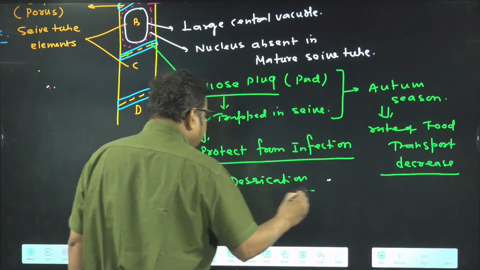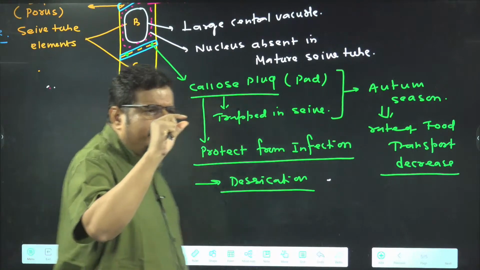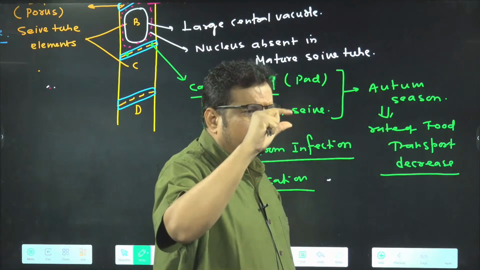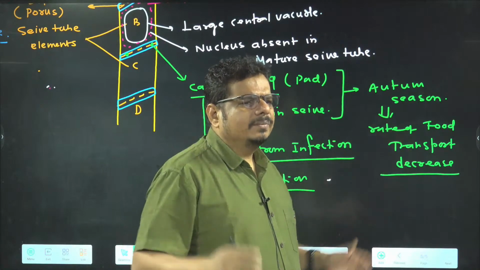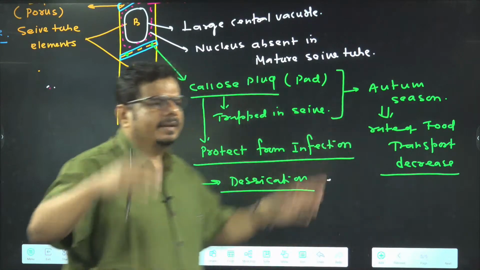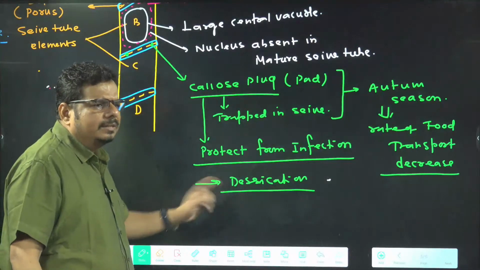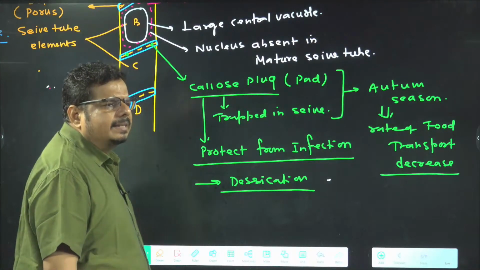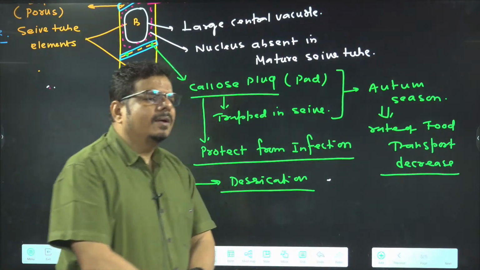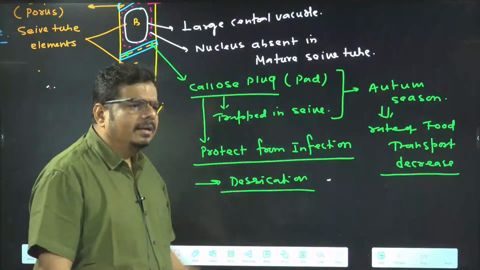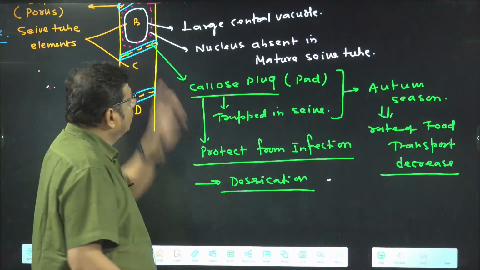It prevents drying, prevents the sieve from getting dry. When transport is not there and more open surface is there, the chances of getting dry also increase. So it is also associated with which one? Desiccation. So you got the idea about the callose plug. What happened in autumn season? You got the idea. In a spring season, who dissolves?